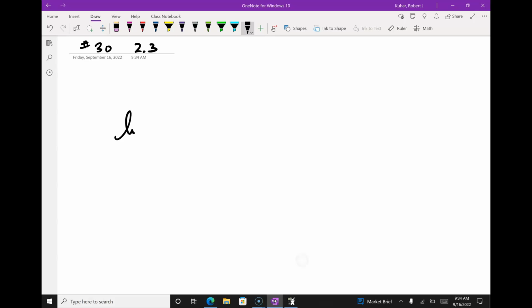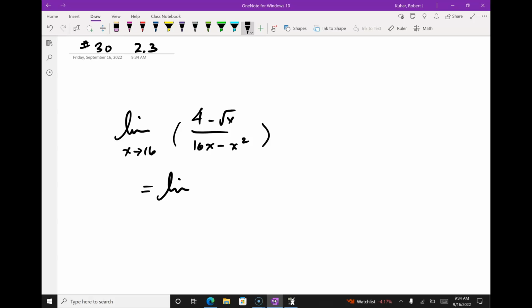So I've got the limit as x goes to 16 of 4 minus square root of x over 16x minus x squared. So first of all, we're going to verify that we get 0 over 0. Right? True? 0 over 0, yes? Nice. So we're going to move to L'Hopital's here.